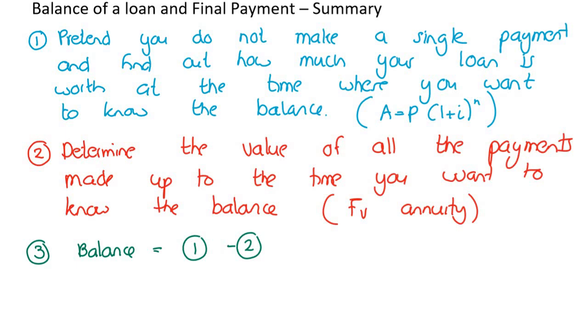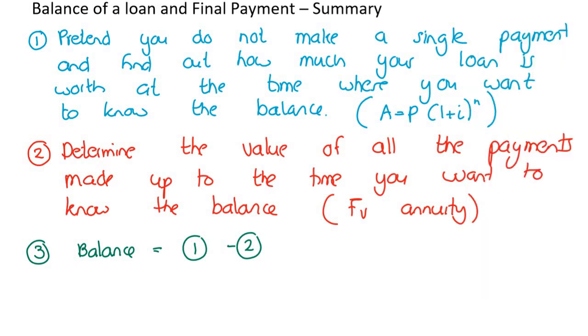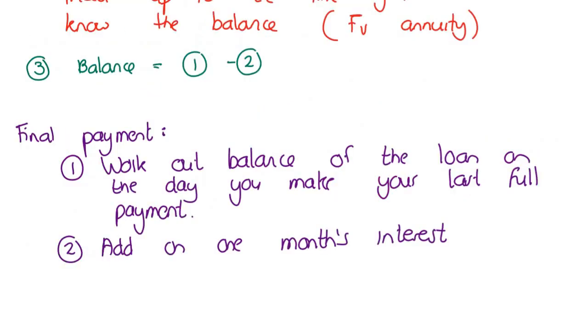Okay, so how do I do my final payment? My final payment is pretty much these 3 steps, because the final payment involves finding the balance of the loan on the day you made your last full payment, but then you add on 1 month's interest to that balance. So basically just written that there. Final payment: balance of the loan on the day you make your last full payment, and add on 1 month's interest to that.